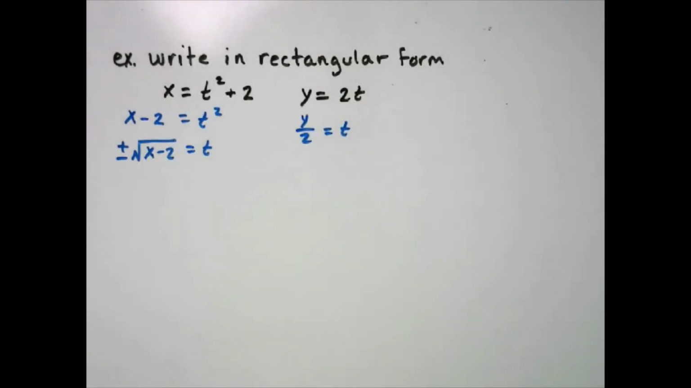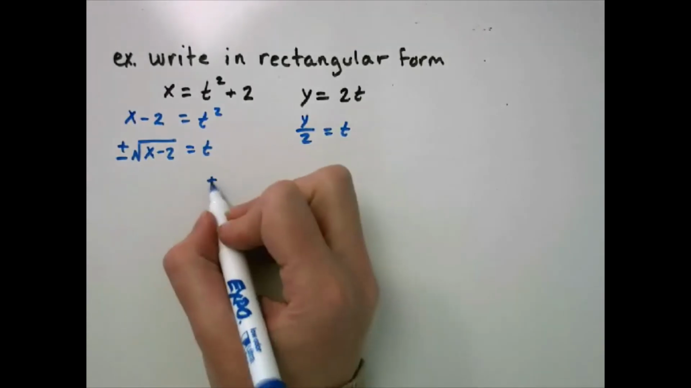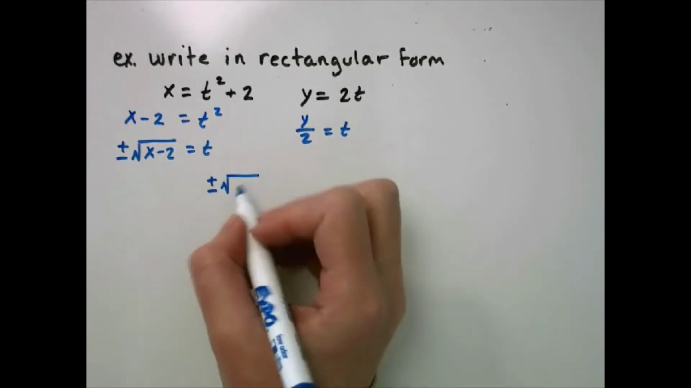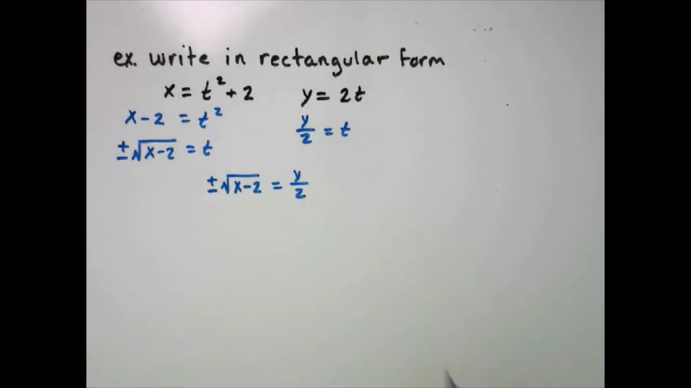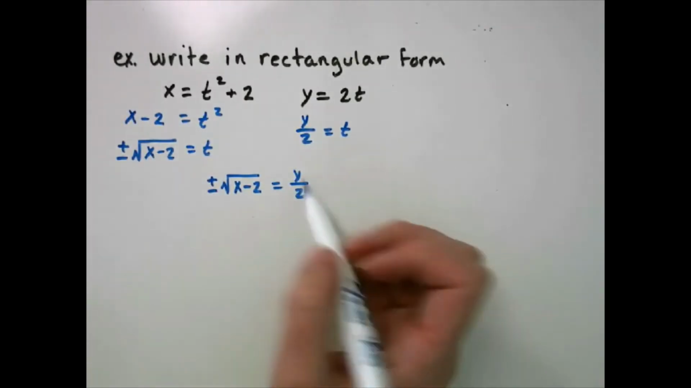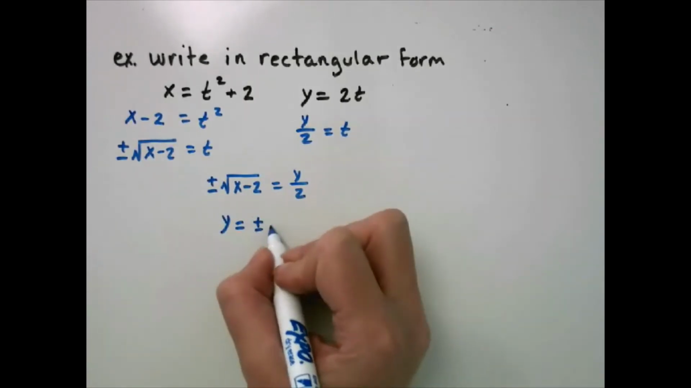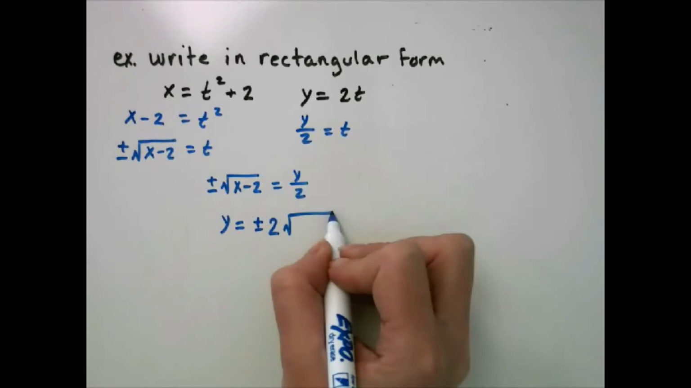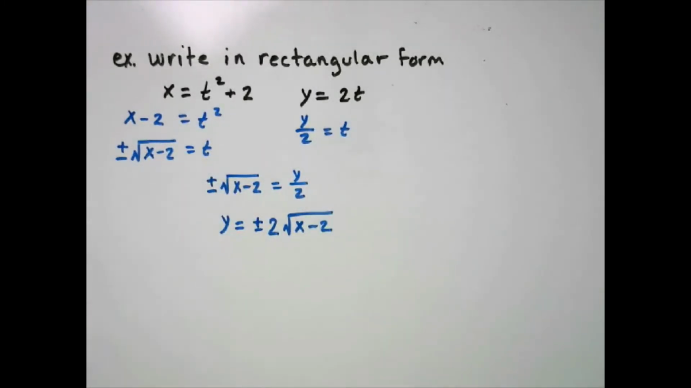equals t. Now that I have those two equations equal to t, I'm going to set them equal to each other. So plus or minus square root of x minus 2 is going to equal y over 2. So then I'll just multiply by 2, and that will be my y. So y is going to be plus or minus 2 root x minus 2. So this wouldn't be a function, it would be a sideways parabola like the one we previously graphed, but in parametric that is a possibility.